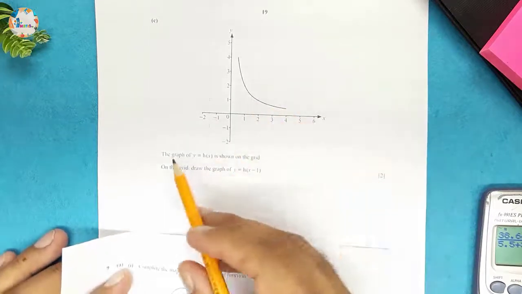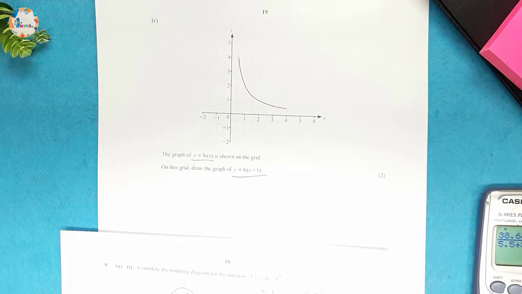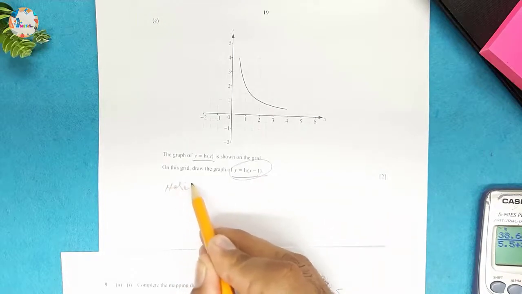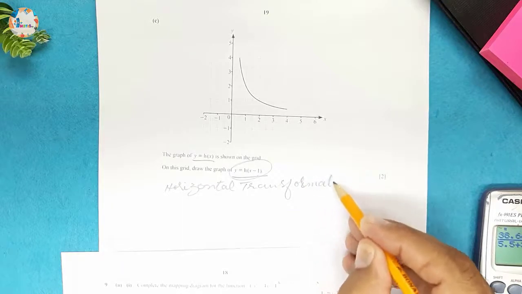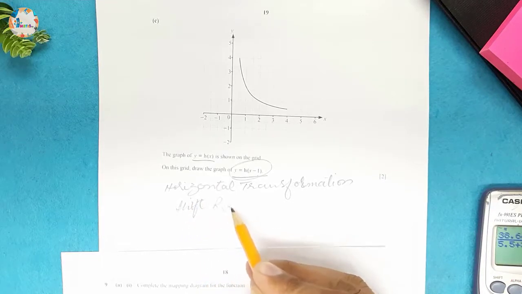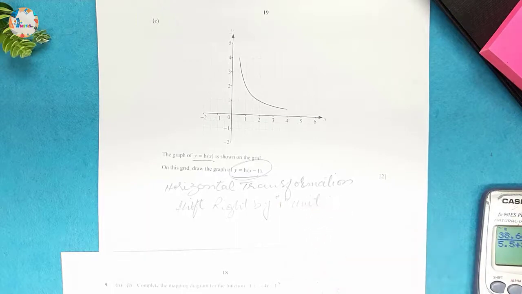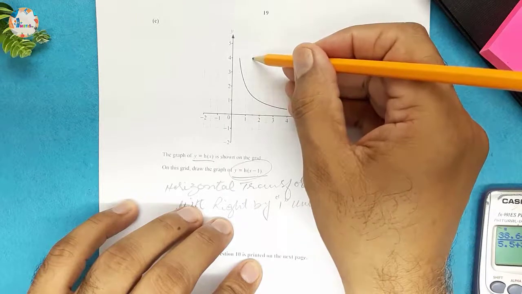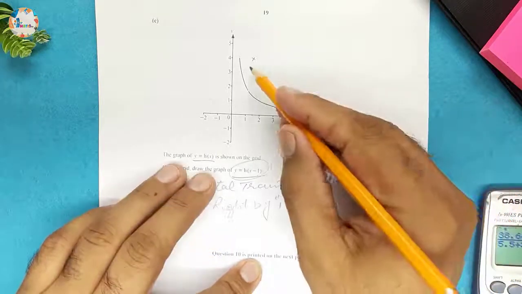C part, this graph is provided. The graph y is equal to h of x is shown on the grid. On the grid, draw the graph of y is equal to h of x minus 1. This is basically representing horizontal transformation. Like we can write here horizontal transformation. So we'll shift right by 1 unit. Now we have to plot that one. So 1 unit, this point will be shifting 1 unit, meaning here, and this point will be shifting 1 unit, it will be reaching over here. So this is how we will be moving the curve.